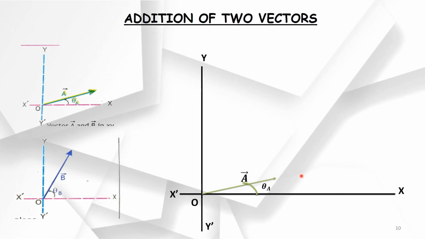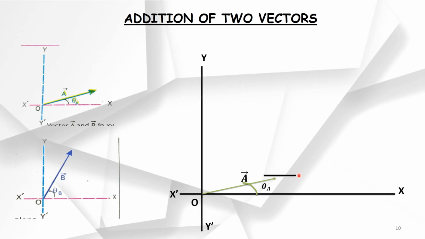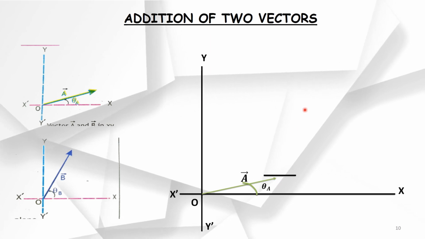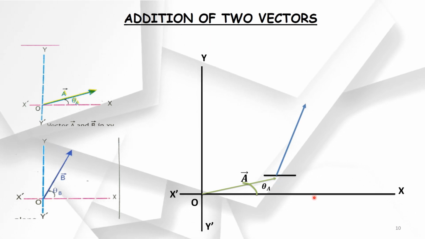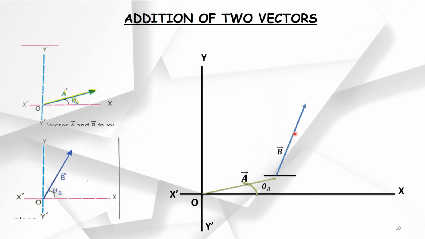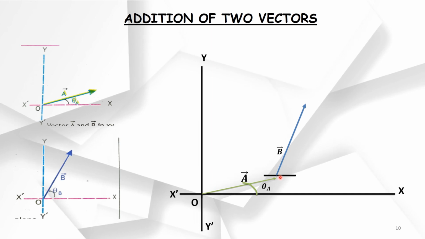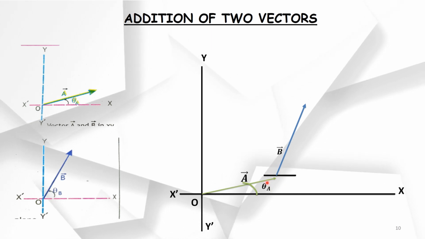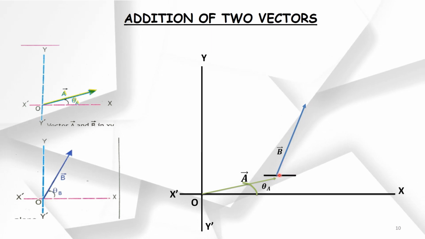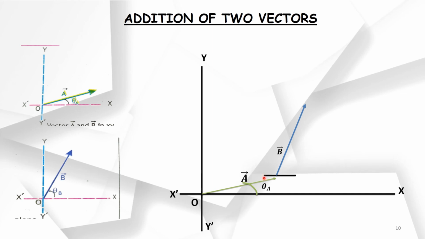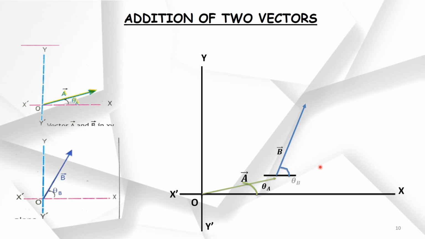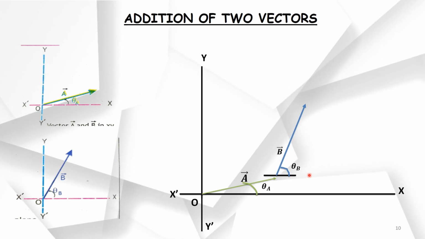Then I will draw the x-axis in order to draw vector B according to the head to tail rule. Here you can see I have drawn vector B. How do we draw it? The tail of the second vector is joined with the head of the first vector. This is the rule. I'm repeating again: the tail of the second vector is joined with the head of the first vector. Similarly, it makes angle theta B with the x-axis because I am adding it.